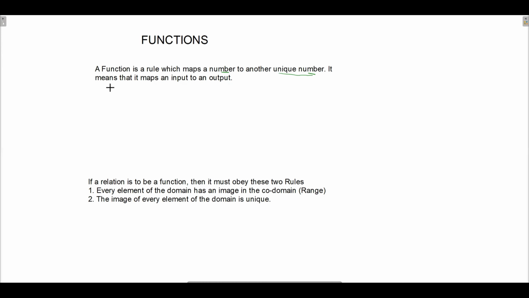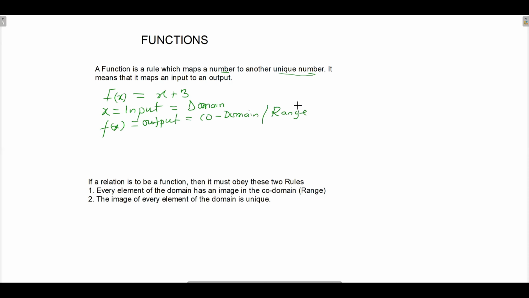What are we trying to say? Let's say, for example, we say f of x, a function, f of x is equal to x plus 3. Now, what we are saying here is that x is what we call the inputs, and our f of x is what we refer to as the output. Input, output. That x can also be referred to as the domain, and that output can also be referred to as the codomain, or sometimes we use range for it.